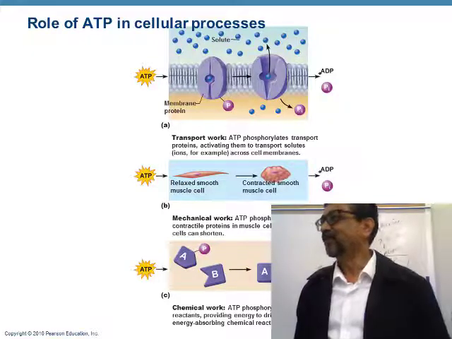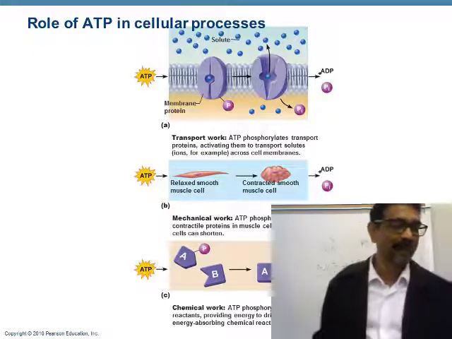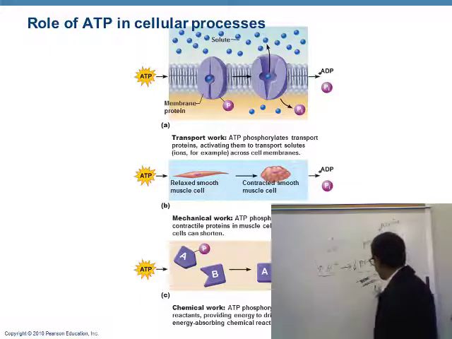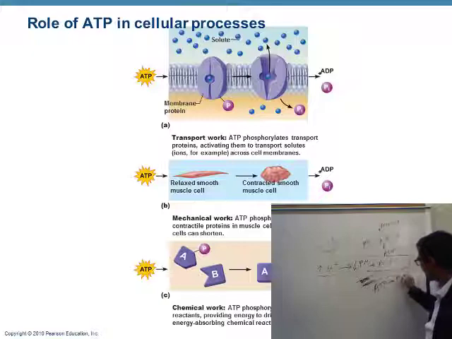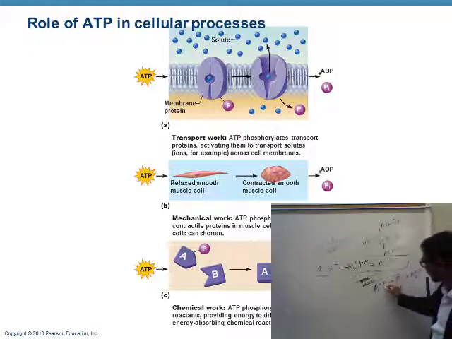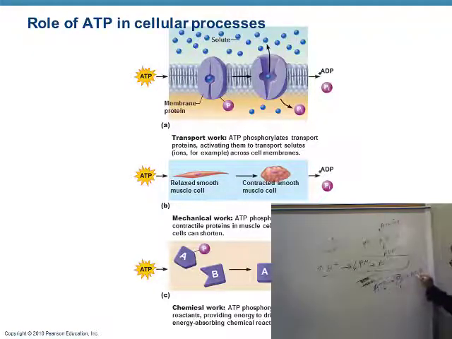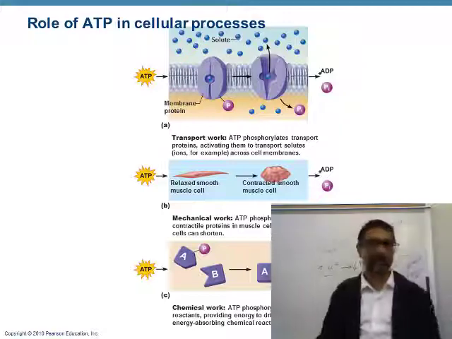So, got it? ATP, adenosine triphosphate, splits and releases phosphate. That gives energy. And it becomes ADP, adenosine diphosphate. This is triphosphate. One phosphate is released, so it becomes diphosphate, and this free phosphate provides energy.